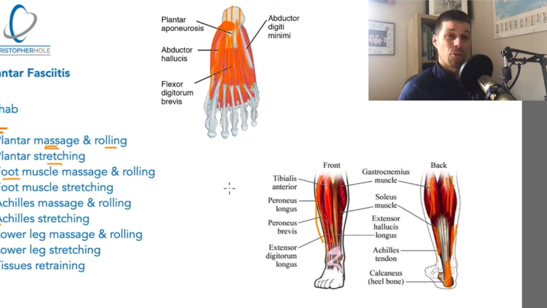So hopefully that's helpful. Hopefully it's giving you a better idea of how you can rehab your plantar fasciitis.